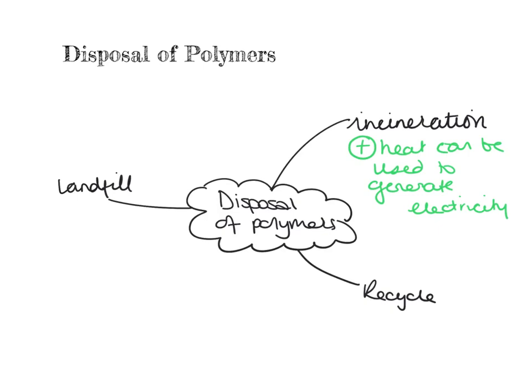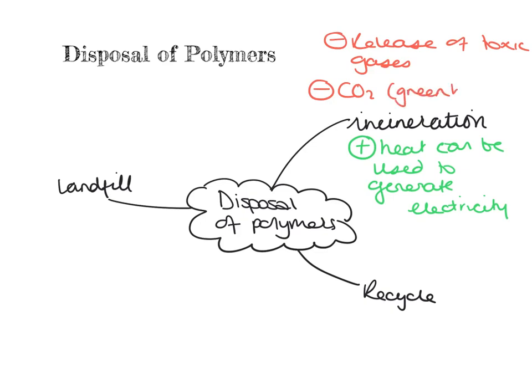As for the downsides of incineration, one of them that most people know about is the release of toxic gases. So if you've got a polymer that's got chlorine in it, when you burn it, you're likely to make hydrogen chloride gas. So release of toxic gases is a major disadvantage of incinerating plastics. The other main one is when they are burnt, they tend to make carbon dioxide, which is a greenhouse gas. And I'm sure you can fill in the rest. Greenhouse gas, increased greenhouse effect, global warming, all of that kind of stuff. So that's incineration. Has an advantage, has a couple of disadvantages.